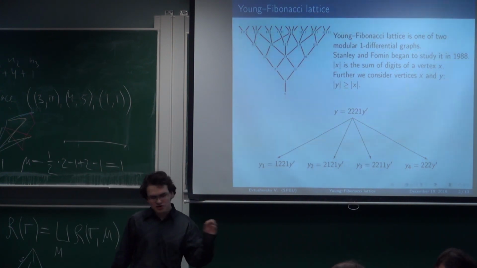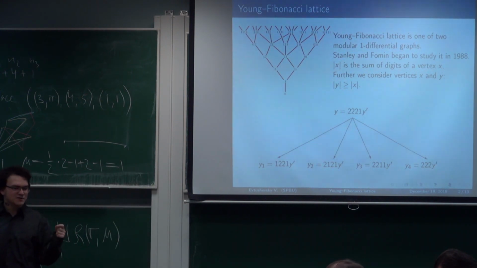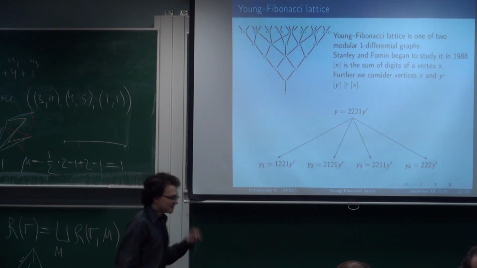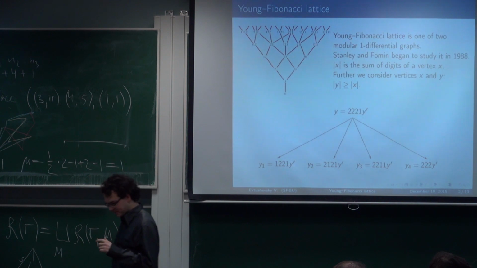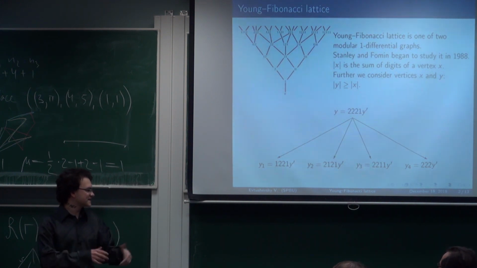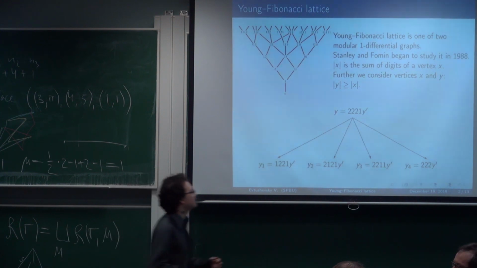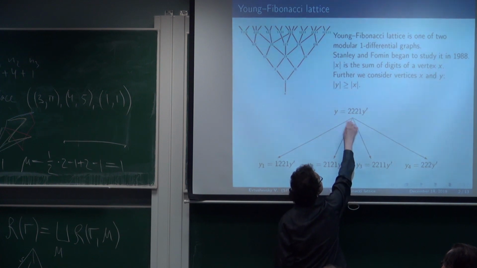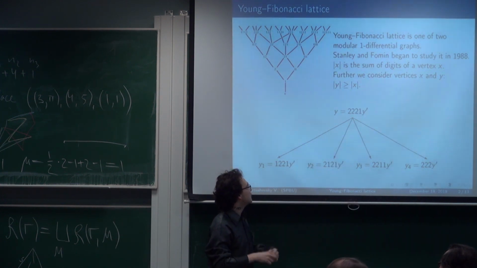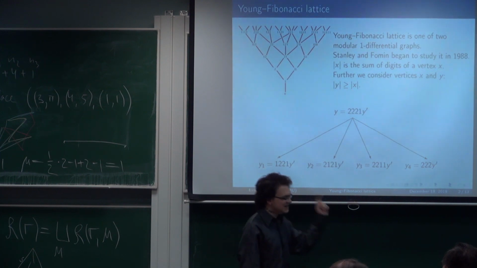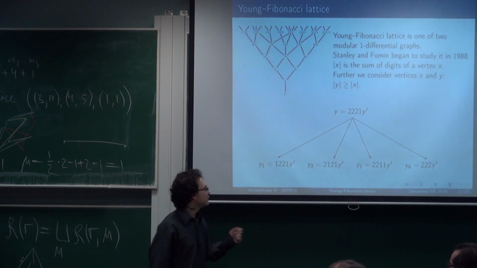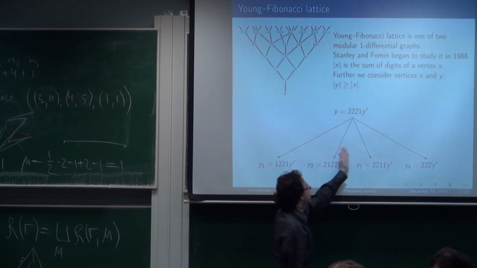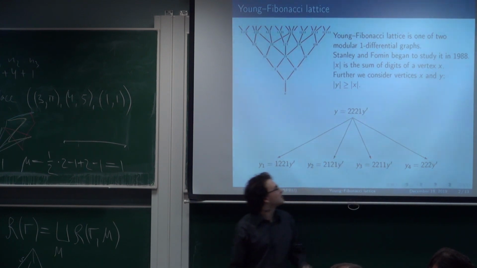What is it? Vertices of these graphs are sequences of digits 1 and 2. At the nth level, there are those sequences whose sum of digits equals n, and edges go down where we can change some digit 2 before the first digit 1 into digit 1, or delete the first digit 1. For example, here we change the first digit 2 into digit 1, here the second, the third, and here we delete the first digit 1.